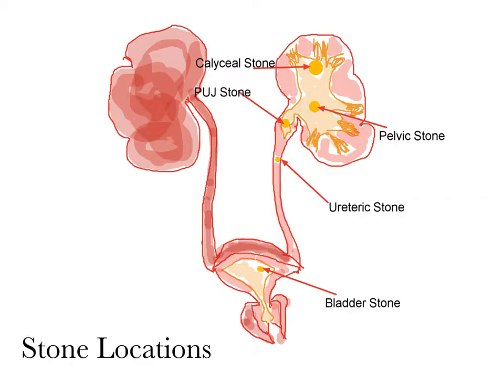Here is an illustration I made describing different locations of different stones within the urinary tract and how they would be referred to. The ones that are most common are the pelvic stone and the calcium, as illustrated within the left kidney of this client.